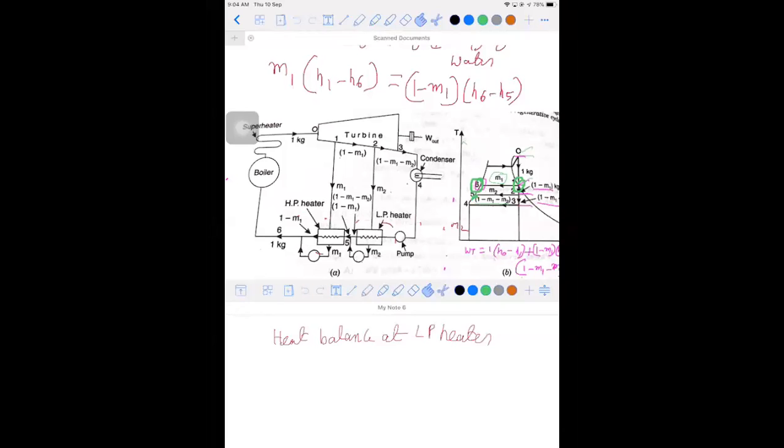So last class you have discussed balancing of the HP heater. The LP heater is over, and thereby you have got the M2 value. Now, in the last class, you made the heat balance at the HP heater. That is over. Now we'll do the heat balance at the LP heater.